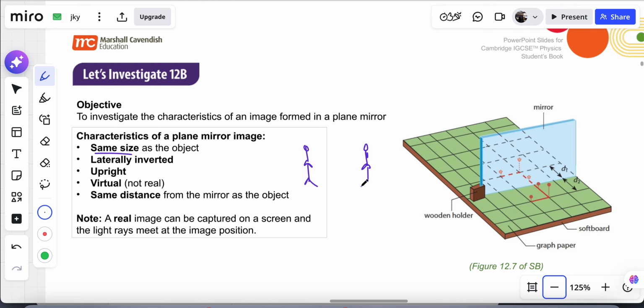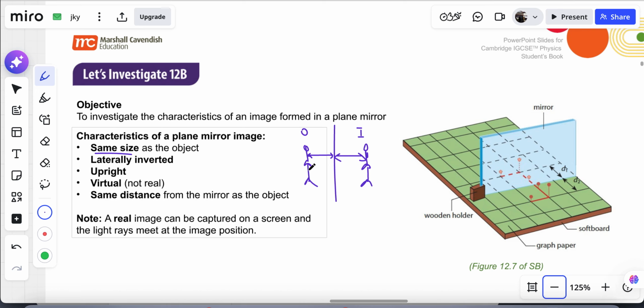Let's say here is the mirror. The distance from the object to the mirror is the same distance as the image is away from the mirror. So object distance and image distance are the same in the case of a plane mirror. One of the characteristics is that they have the same size. The size of the object and the size of the image are the same. That's number one.